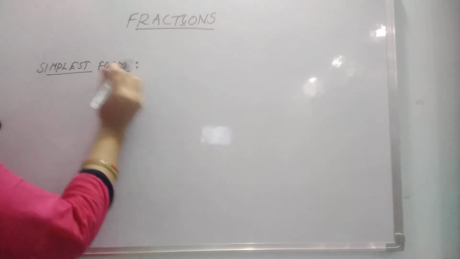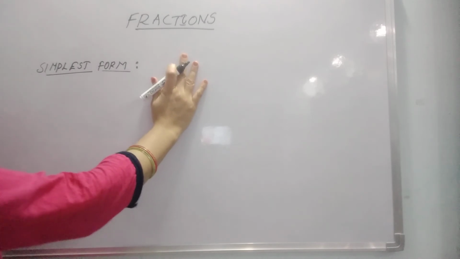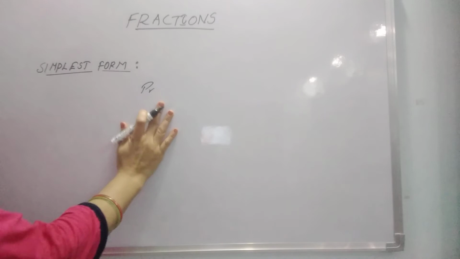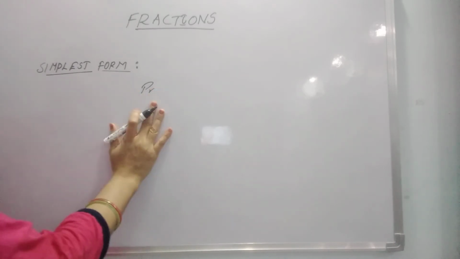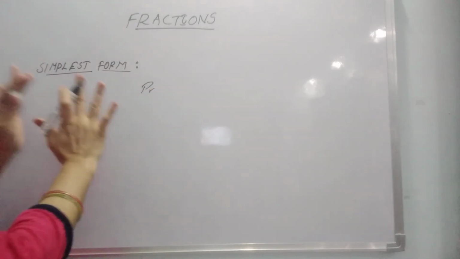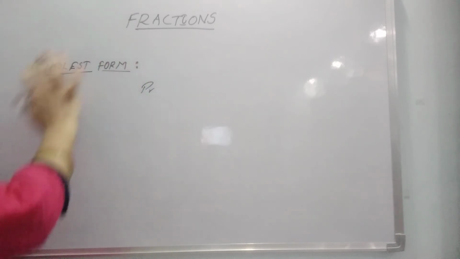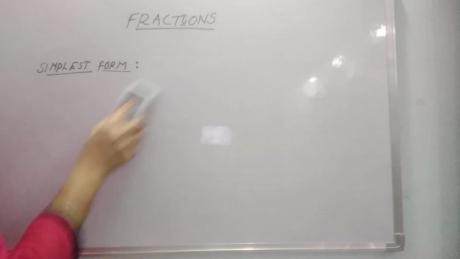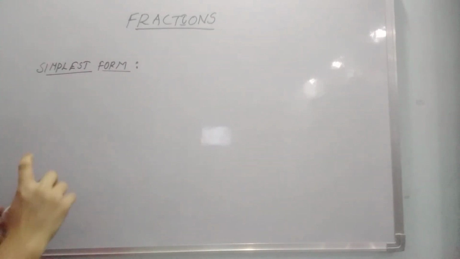In the previous video we discussed fractions. In these fractions we discussed proper fractions, improper fractions and mixed fractions. Today we are going to discuss the simplest form of fractions and like and unlike fractions. Today we complete our chapter on fractions.